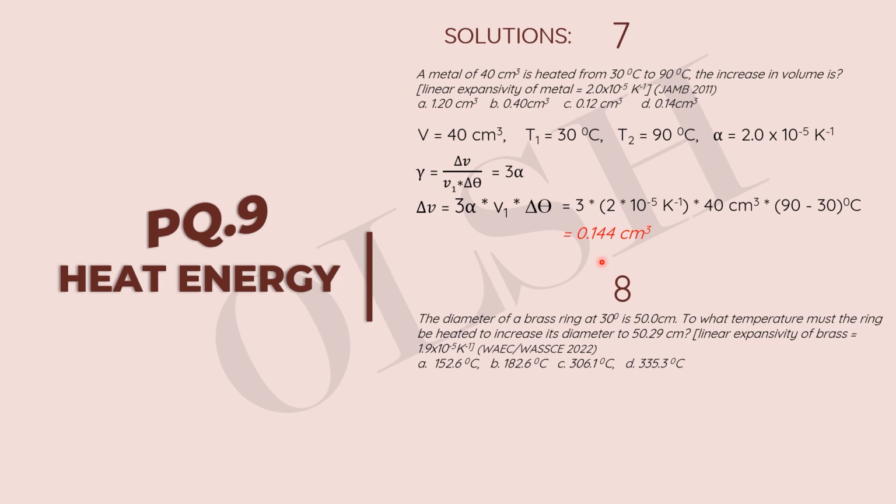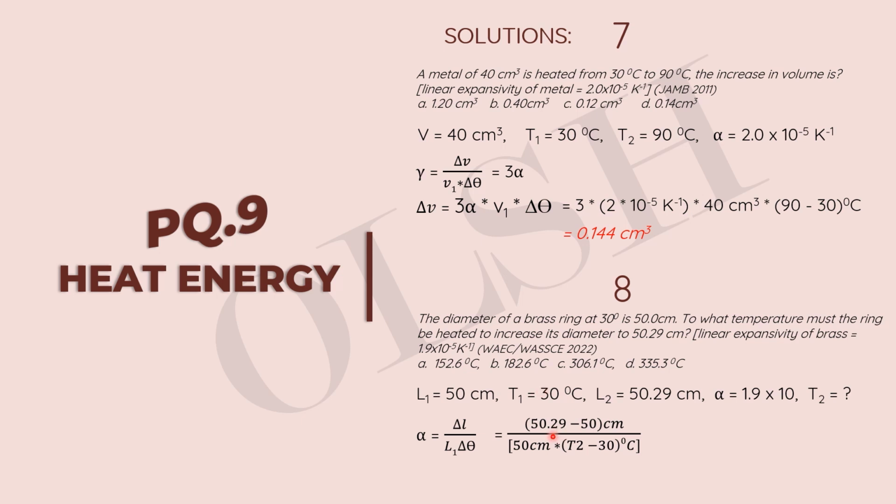So of course, we have the linear expansivity of brass given to us down here. Okay, so let's bring out our parameters. We have L1, T1, L2, alpha, and we're finding T2. Okay, so basically what we need to do is to use the formula for linear expansivity, which is alpha equal to change in length over original length times change in temperature, or per degree rise in temperature. And so if we bring in our parameters here, we have 50.29 minus 50, that's the change in length. The initial length is 50 centimeters, and then we have change in temperature. Of course this cm will cancel out this cm.